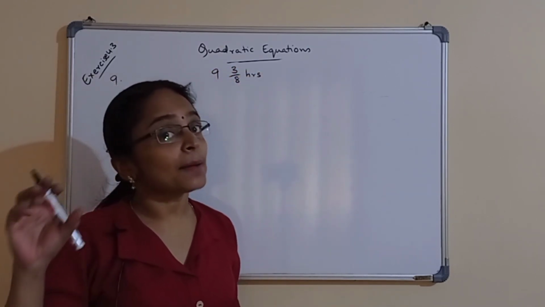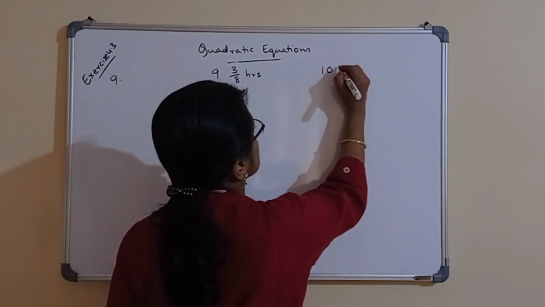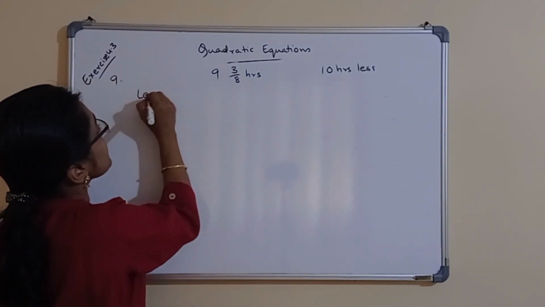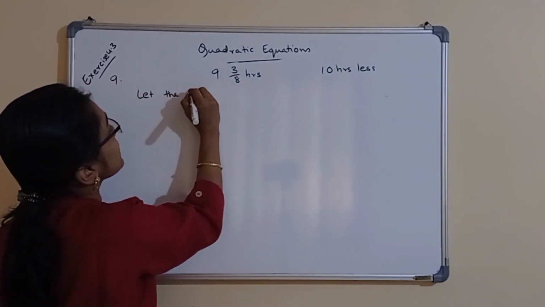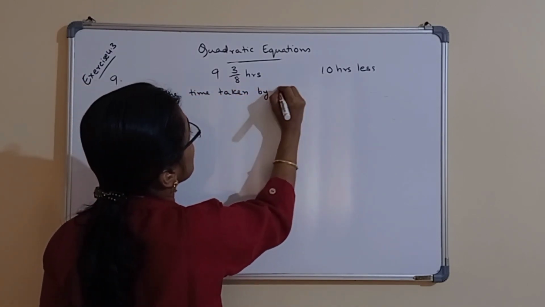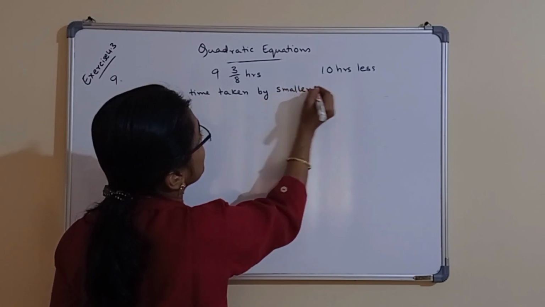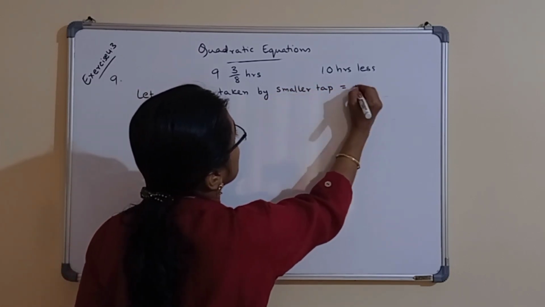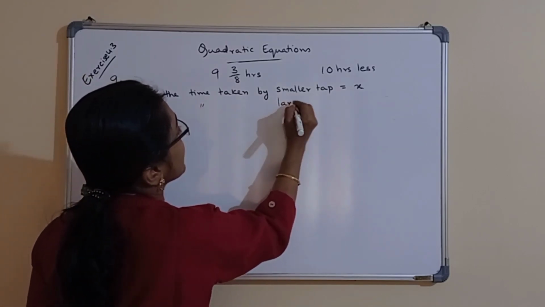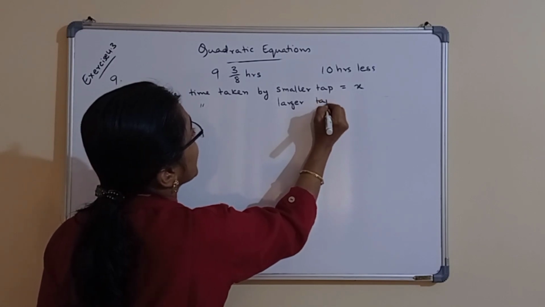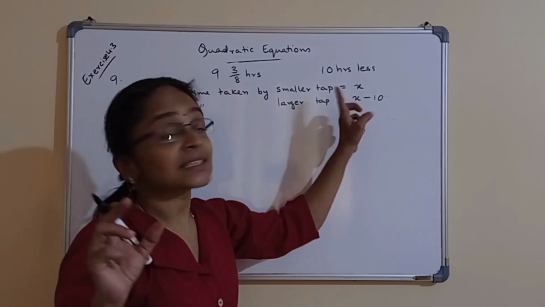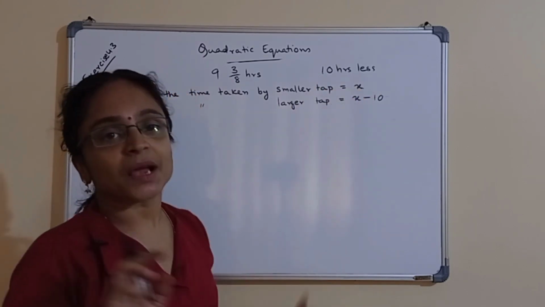And given that the tap of larger diameter takes 10 hours less than the tap of smaller diameter. So let the time taken by the smaller tap, or tap with smaller diameter, be x. So what is the time taken by the larger tap, or the tap with larger diameter? It is x minus 10, because it will take 10 hours less. So it is x minus 10.